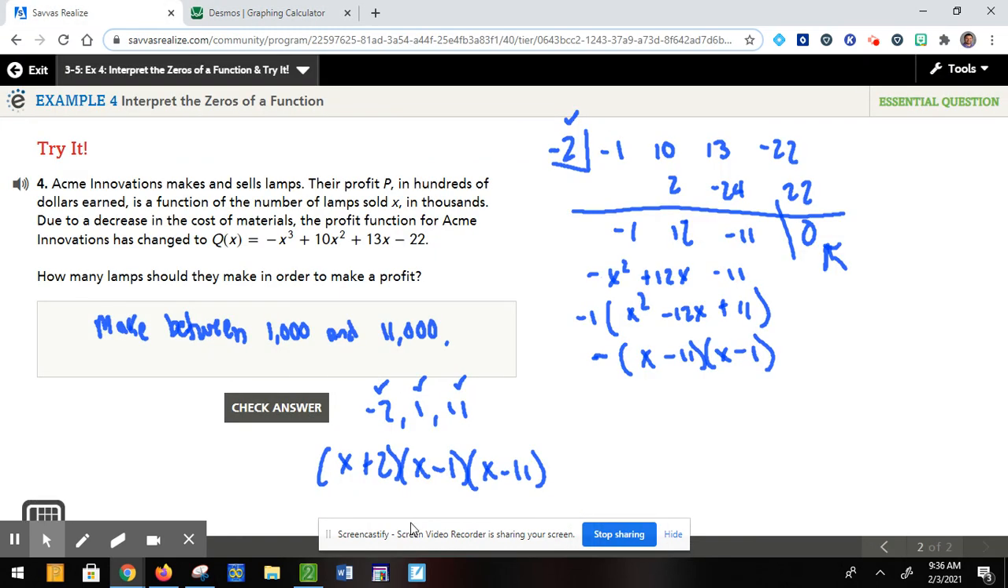Again, if you're a company, you probably want to know not just where you make a profit, but what maximizes your profit. And again, that's something that we'll work towards. But for right now, I can at least say they'll make a profit between 1,000 and 11,000 sold. All right, that's it. Let's try the next example now.